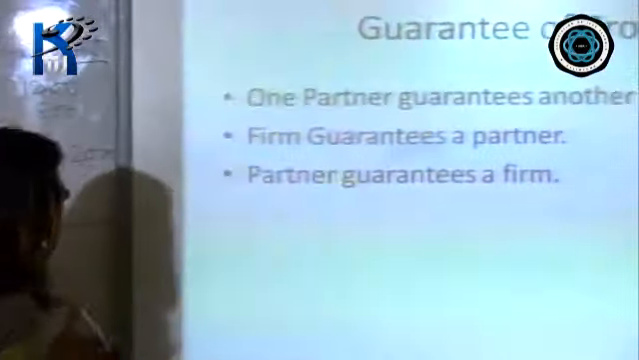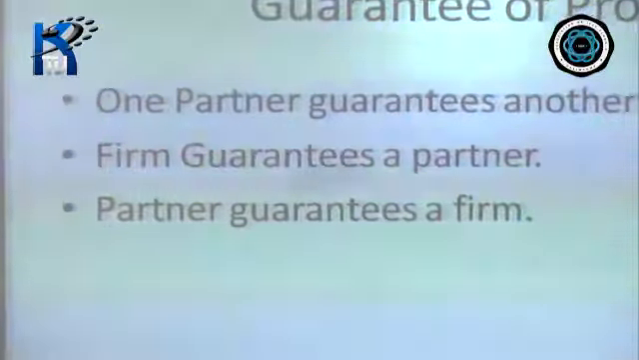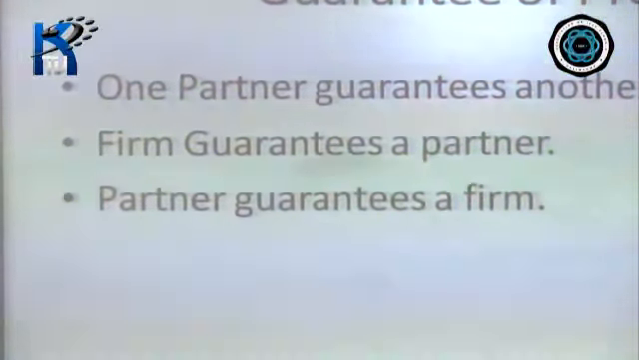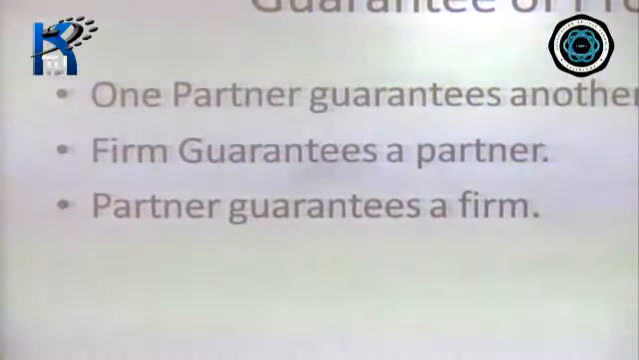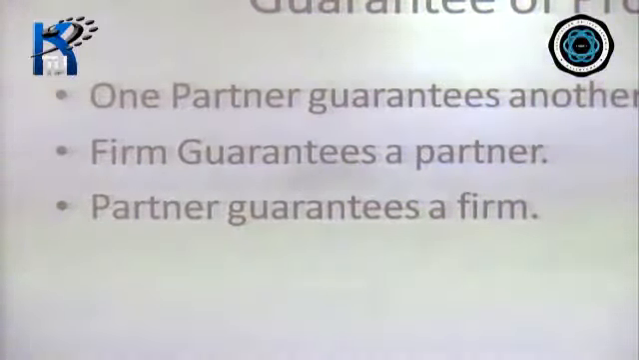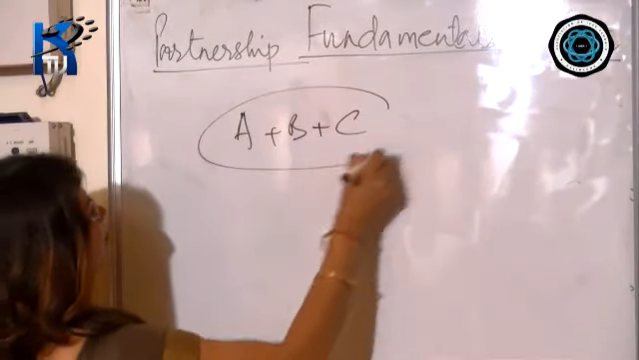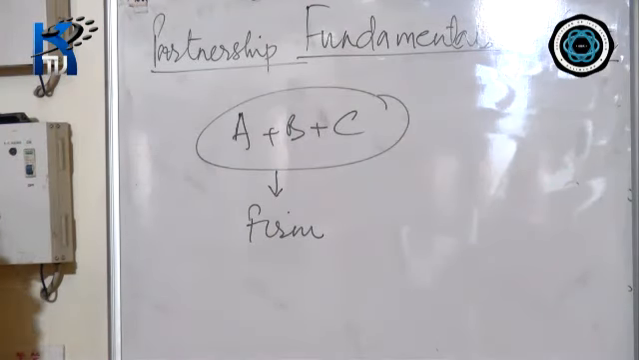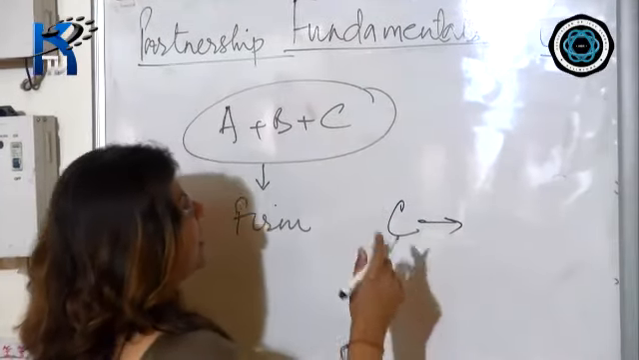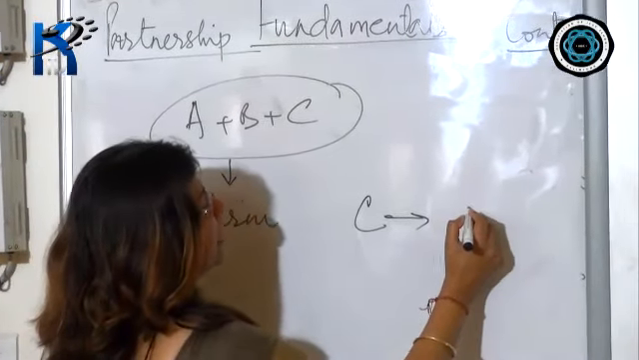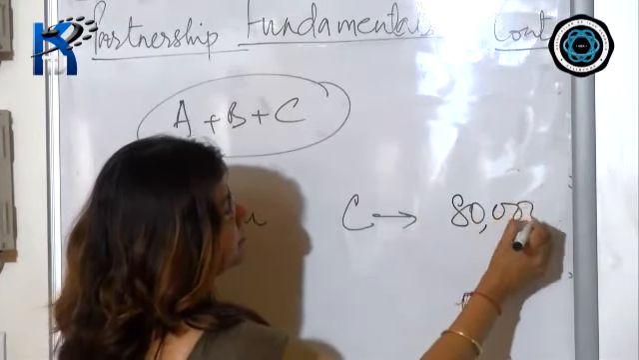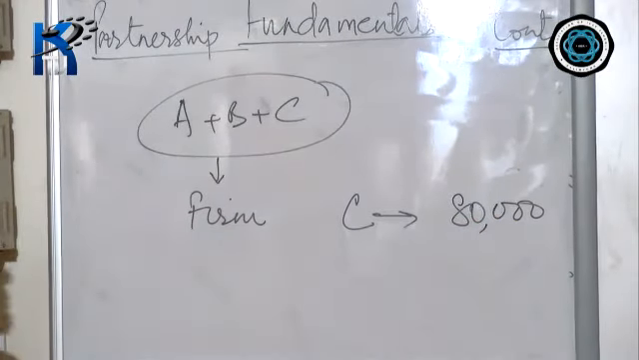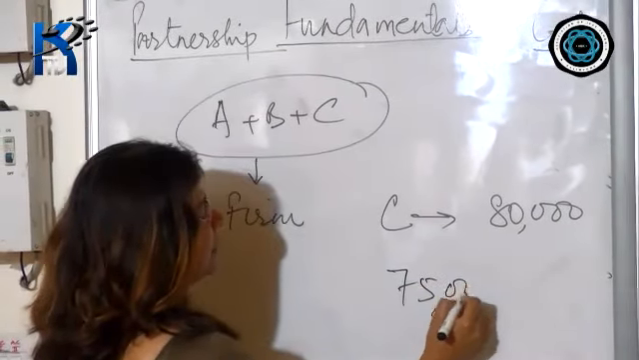The third guarantee is a little different because in this case, it is not one partner who is guaranteeing another partner or the firm who is guaranteeing the partner. Here it is vice versa. It goes like a partner guaranteeing a firm. Now, A plus B plus C. This comprises of a firm. If the question says that C has guaranteed that because of C, the profits shall go up to 80,000. And in the question it says profits for the year are 75,000.